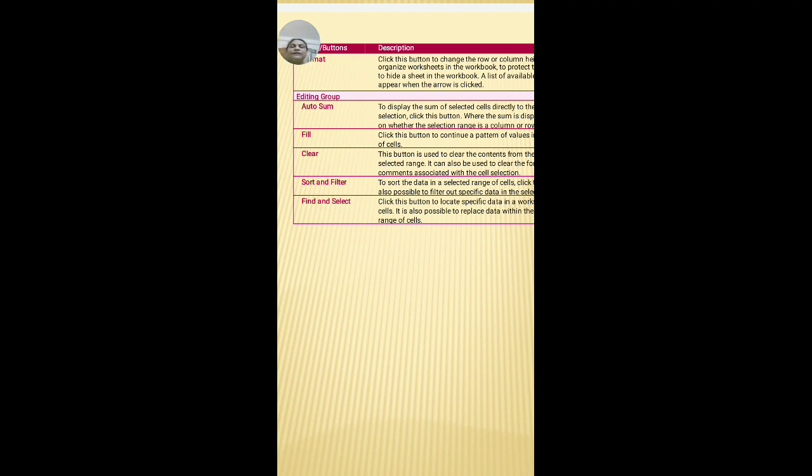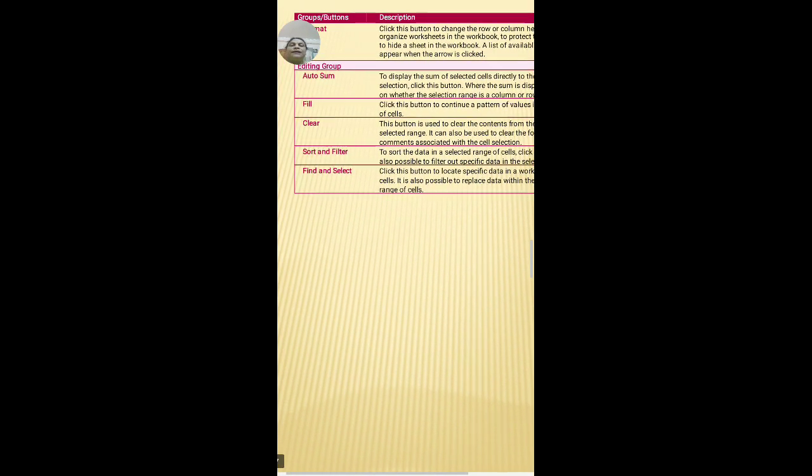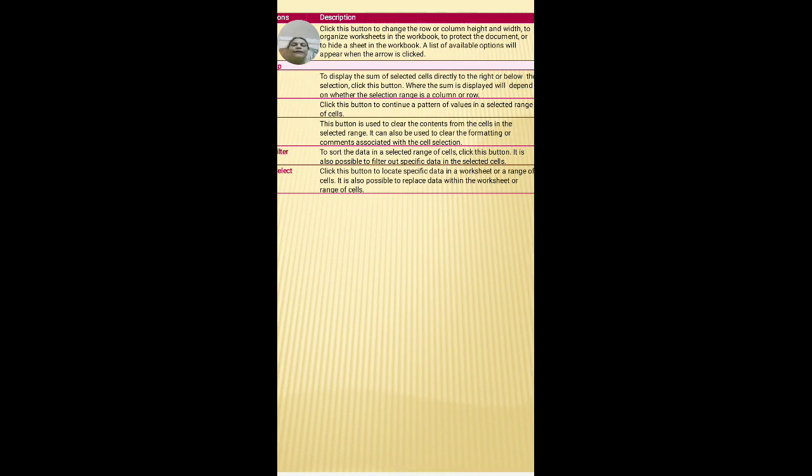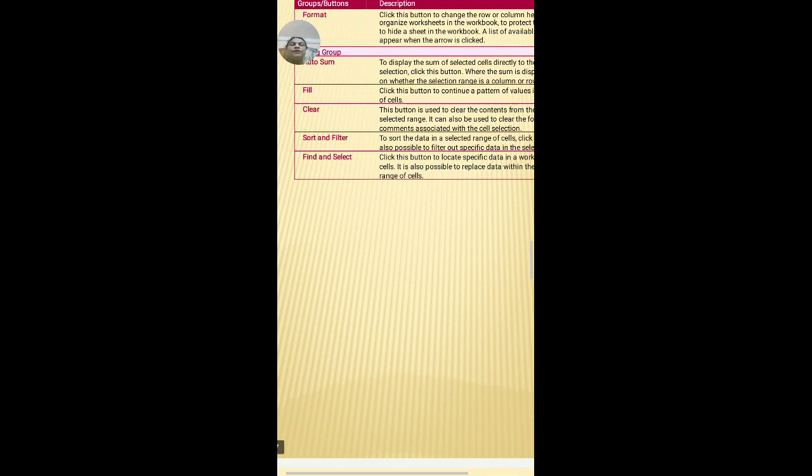Now next let us come to the clear command. This button is used to clear the contents from the cells in the selected range. When you select a range of cells, you want to just clear the values. Actually you have cells, and you just want to clear the text values in the group of cells. You can use this clear command.